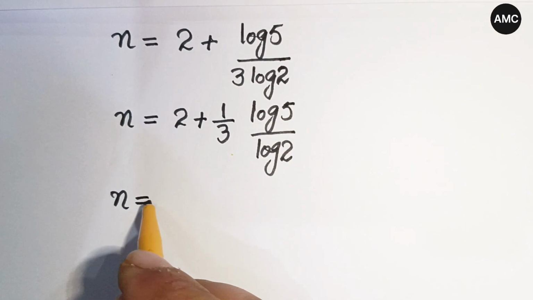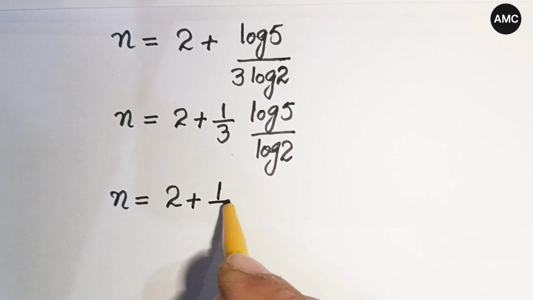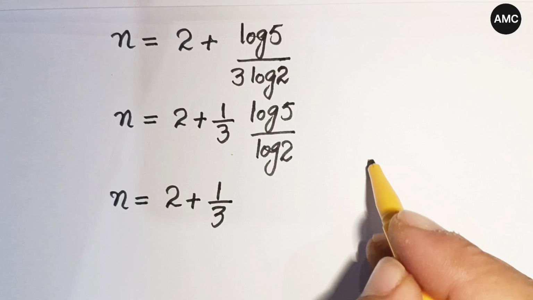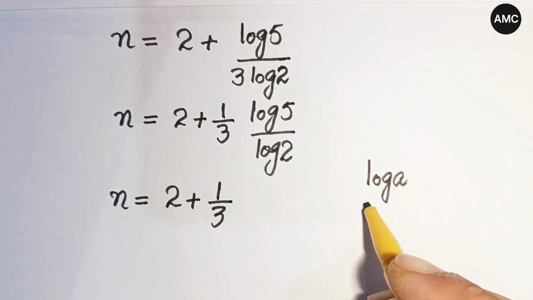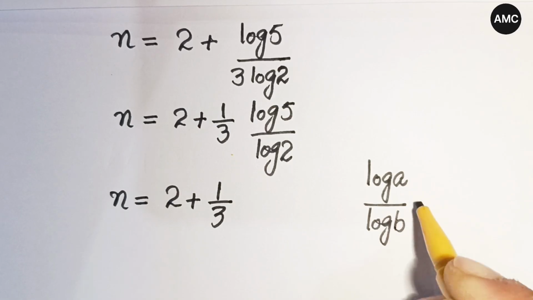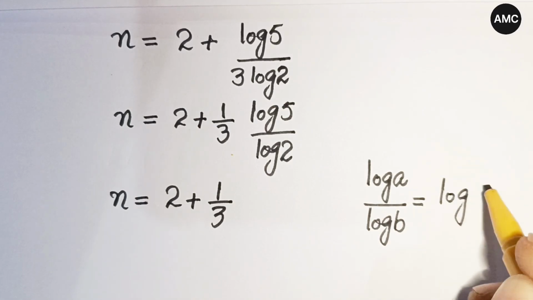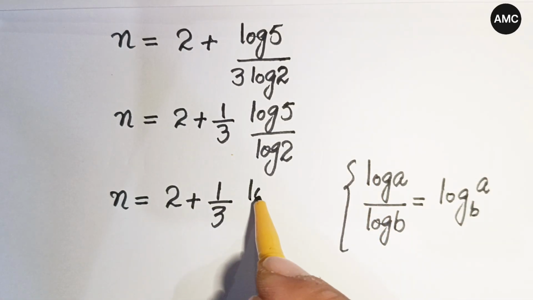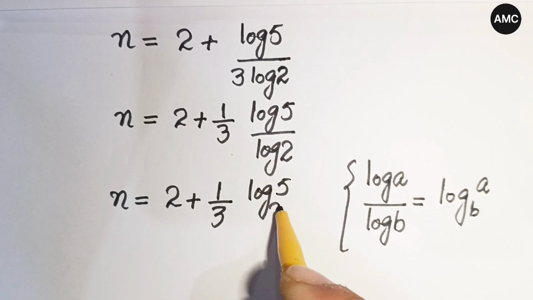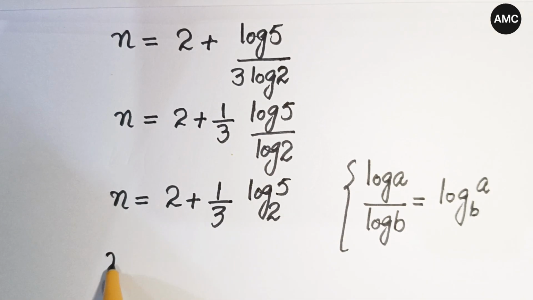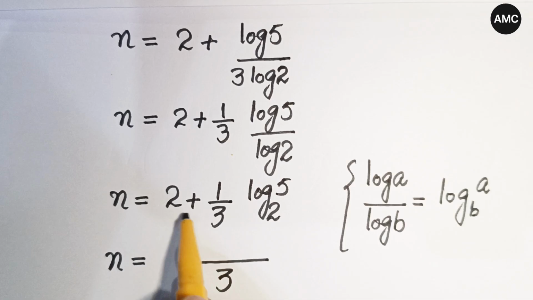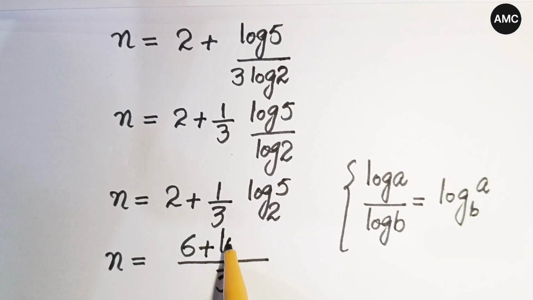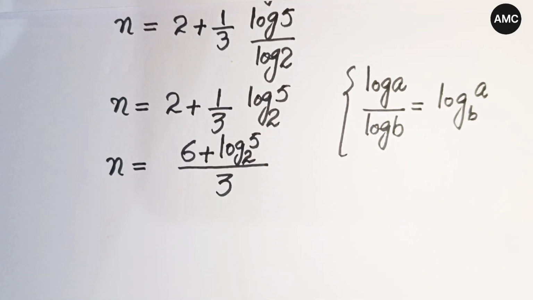Now n is equal to 2 plus 1 over 3 times, here we can use the logarithm law, that is log A over log B is equal to log A to base B. So it will be log 5 to base 2. Now n is equal to, if we take 3 as the least common multiple, 3 times 2 is 6 plus log 5 to base 2, all over 3. So it is our value of n.